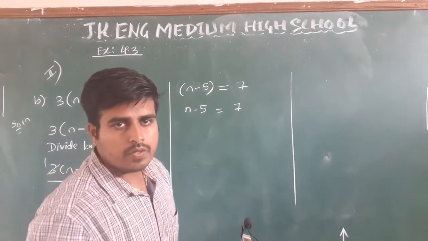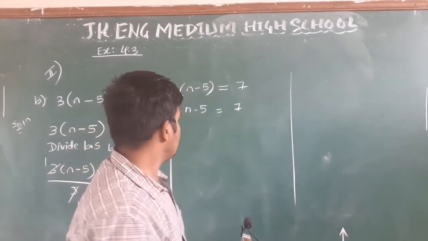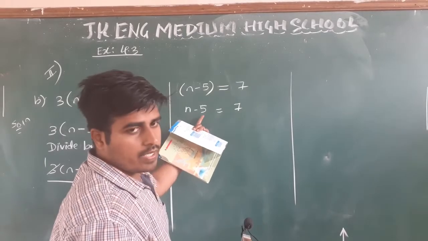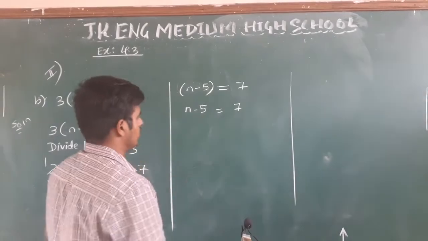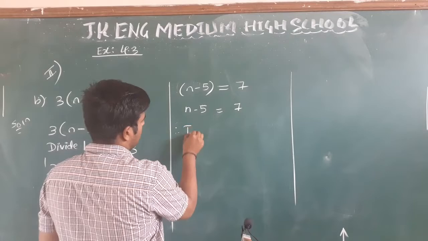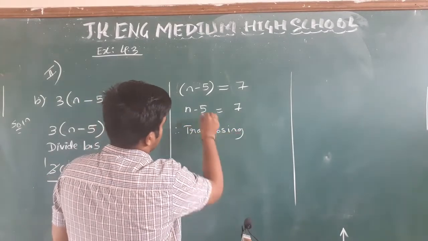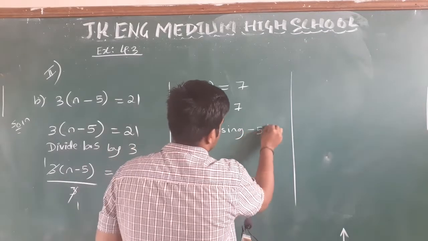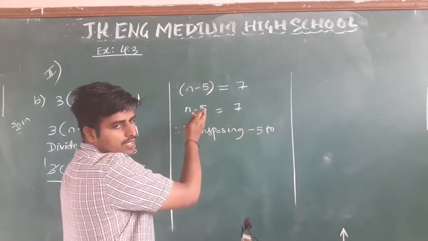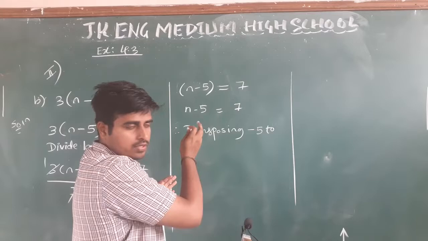Now you need the value of n. Therefore you need to transpose this minus 5 from LHS to RHS. Therefore, transposing minus 5 to where? Minus 5 is in the LHS, no? Where do you have to move it?